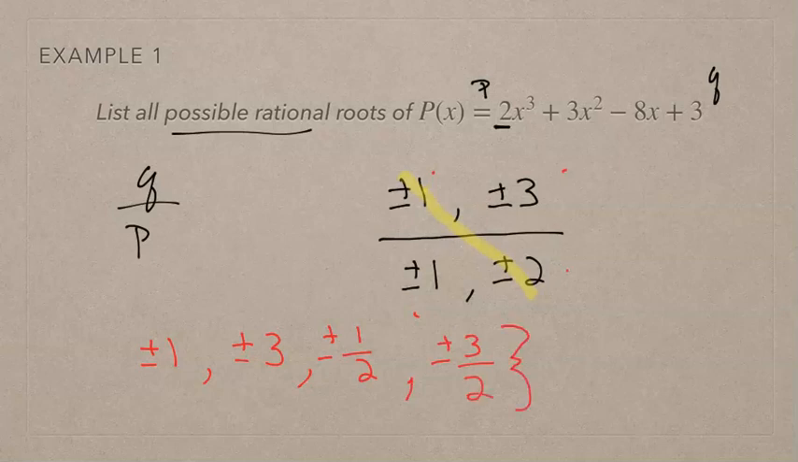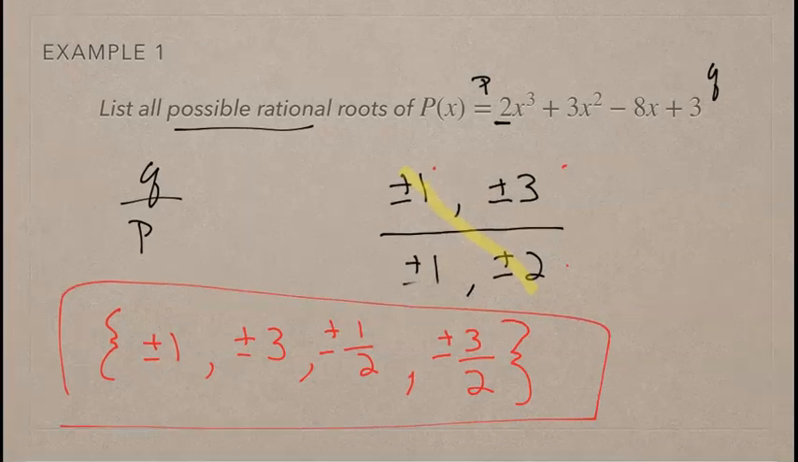And this right here is the set of all possible rational roots. Again, these are not all the roots of the problem. They're just the possible rational ones that you could choose from. And if it just says list the possible rational roots, that set is your answer. Those are the possible ones. You've done it. So now let's look at another example.